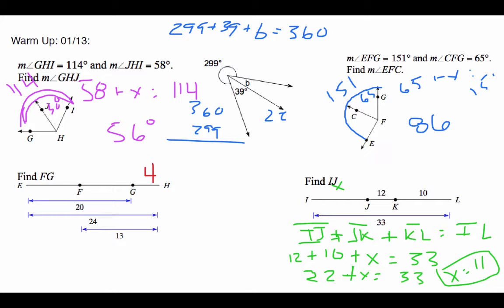Okay. Next one, they want us to identify that H to F is 13. 13 plus x equals 24. You subtract that out, and you are left with 11.